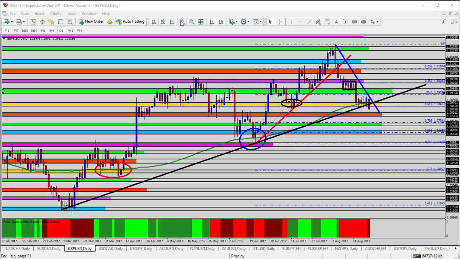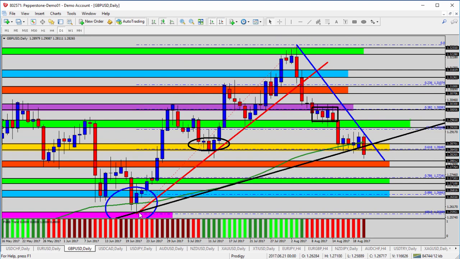Let's go ahead and zoom it in a little bit here on the daily. I've also taken Fibonacci from the low of the red trend line, bottom down here inside the blue circle, to the highest high on the chart. That put the 0.618 Fibonacci retracement level at 1.2848, the bottom of our yellow zone.